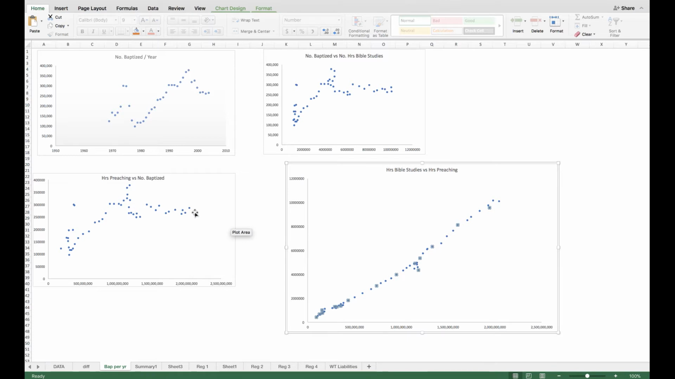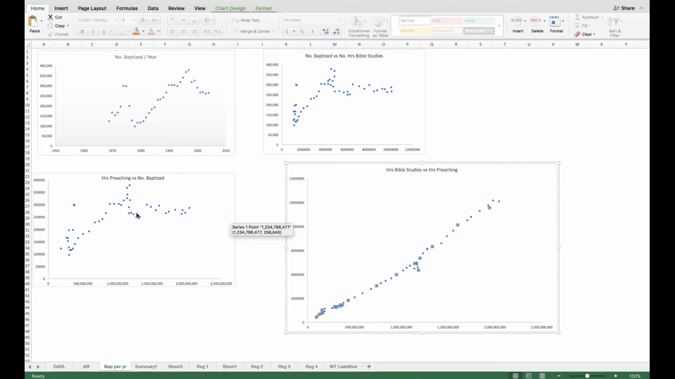So no matter how much knocking on the doors for the last 20 years, despite a substantial increase by over a billion hours at the door. This period here I'm showing with the arrow represents an increase of a billion hours knocking at the door, and it's flat. The same thing up here. This shows the number of hours of Bible study, so it shows that the rate of people being baptized each year for the last 20 years is independent of the number of hours spent in Bible studies or the number of hours spent knocking at the door.